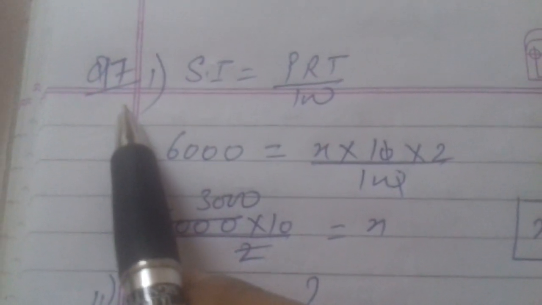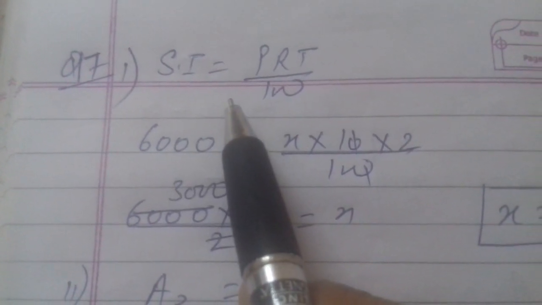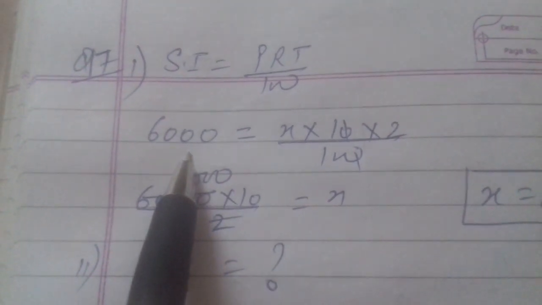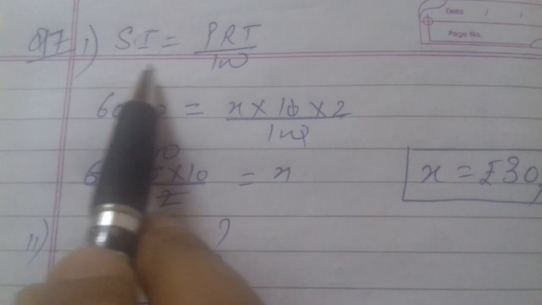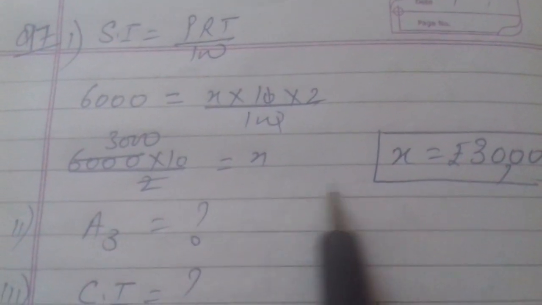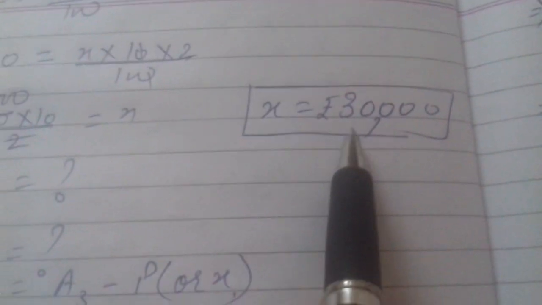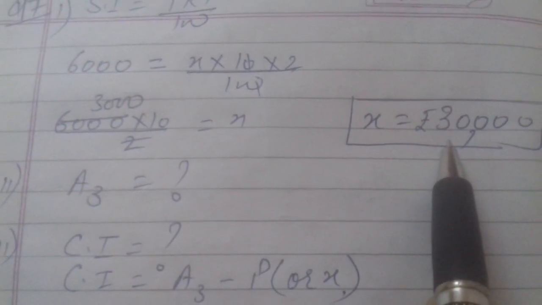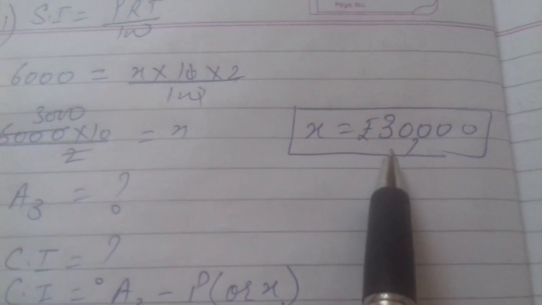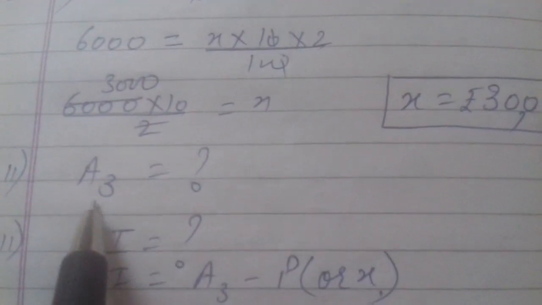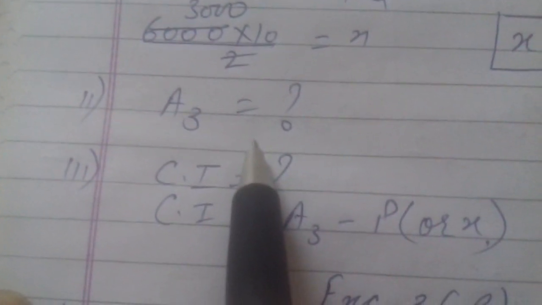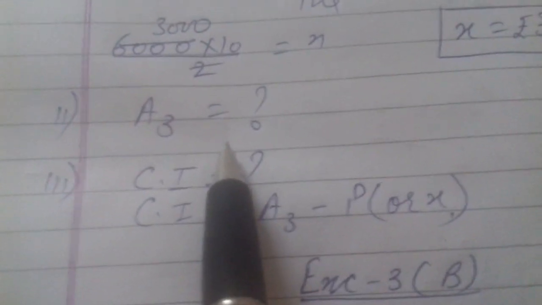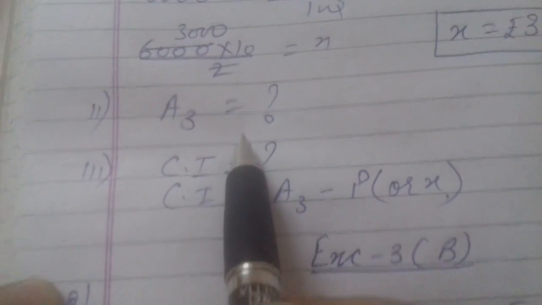Question number 17, students. The simple interest on a certain sum of money, principal is not given, simple interest is given, time is given, rate is given. So by applying the formula of simple interest, I got the value of X. That means this is the principal, 30,000. In the second part, you are asked to find out the amount due at the end of 3 years. So children, that means you have to find out A3. Easily you can find out by applying the formula P into 1 plus R by 100 raised to the power n. N will be 3 years.